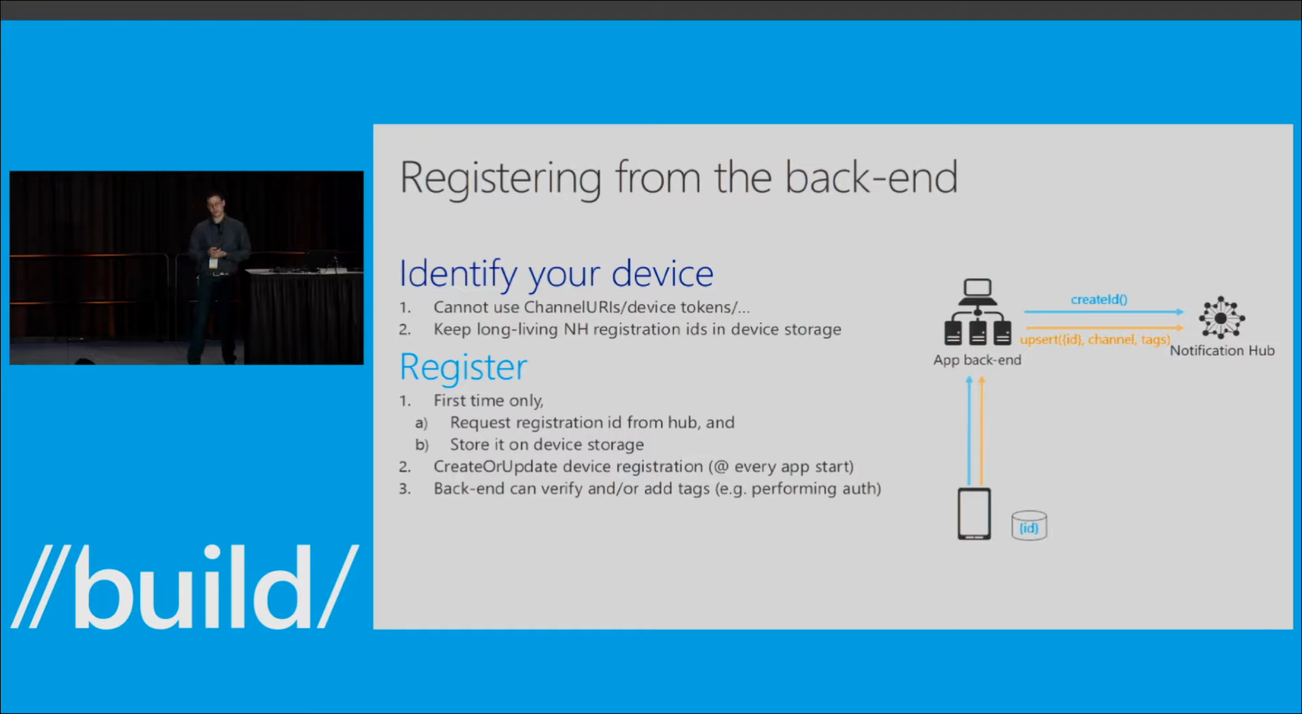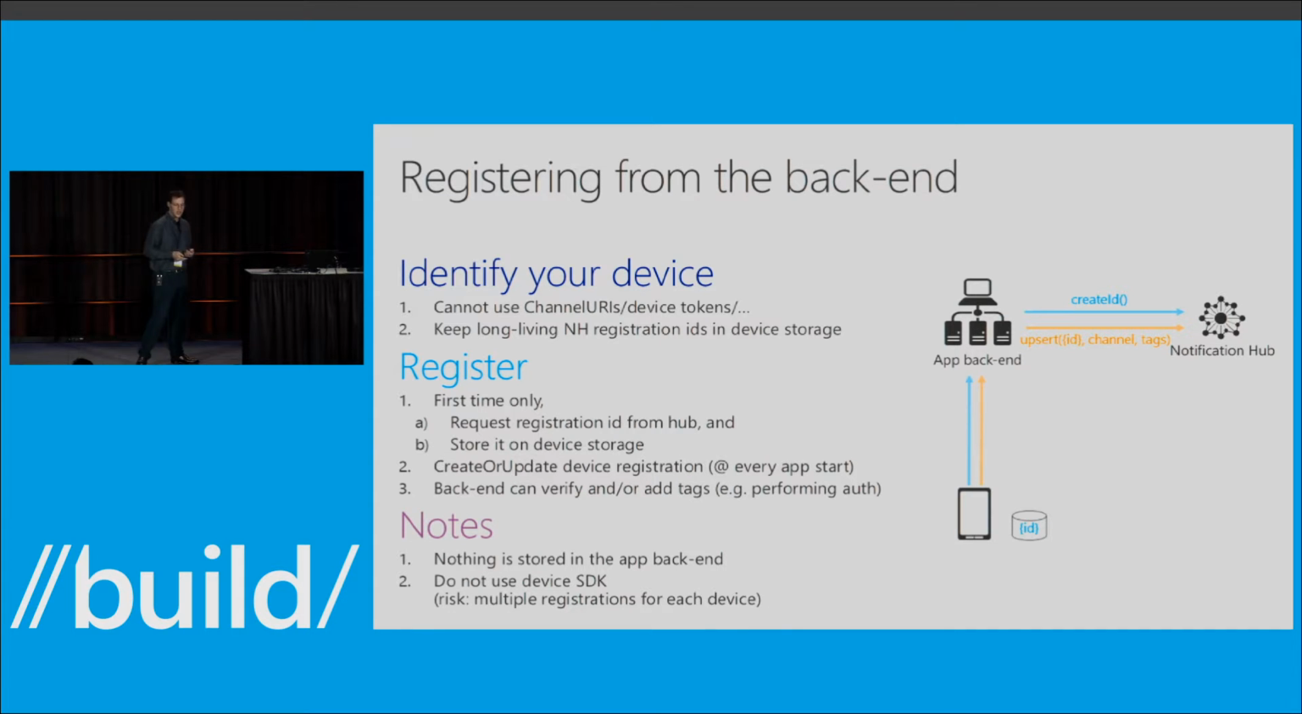When you do this pattern, though, the app backend is in the middle. So now you can perform auth. You can make sure that everybody that registers for a tag is actually authorized to register for that tag. Also, I want to note that nothing is stored in the app backend. You're not storing the device token. You're not storing the channel URIs. You're not creating a table. This is just a runtime thing to do the check.